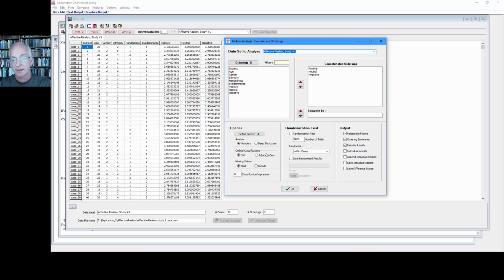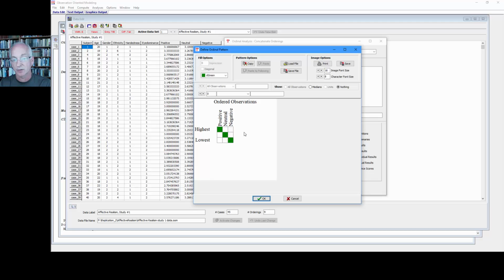And now let's select the adjacent only option. With the adjacent only option, it's only going to look at those pairwise comparisons for adjacent orderings. So in other words, for case number 1, positive to neutral, and then neutral to negative, because they're adjacent in the pattern. So again, here's our ordinal pattern. Positive is adjacent to neutral, and neutral is adjacent to negative. So we're only going to have 2 possible pairs of comparisons there for the adjacent only option.